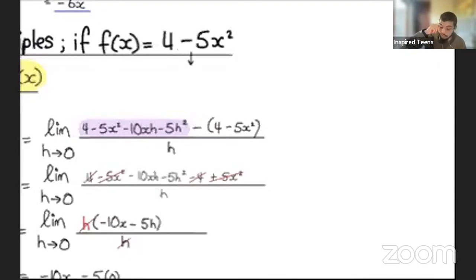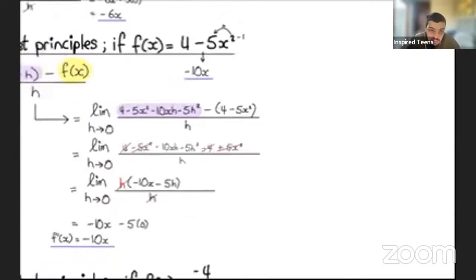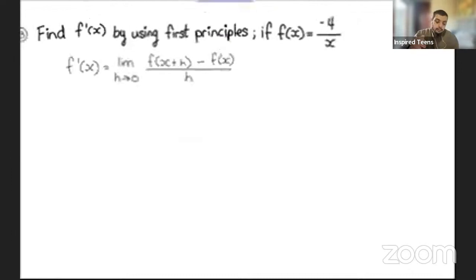Again, we'll discuss this more on the next page. So we just have to derive that. So exponent times coefficient and exponent minus 1. So it becomes negative 10x to the power of 1, which is just negative 10x. So we've proven that both answers are the same. We've checked our answers, so we know definitely our first principles equation is correct. Okay, let's move on to the final practice and example of first principles.